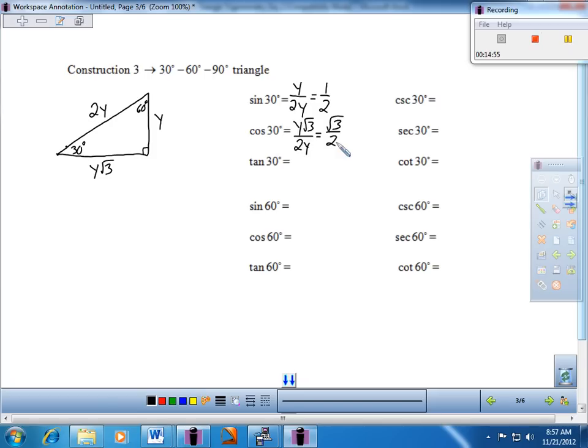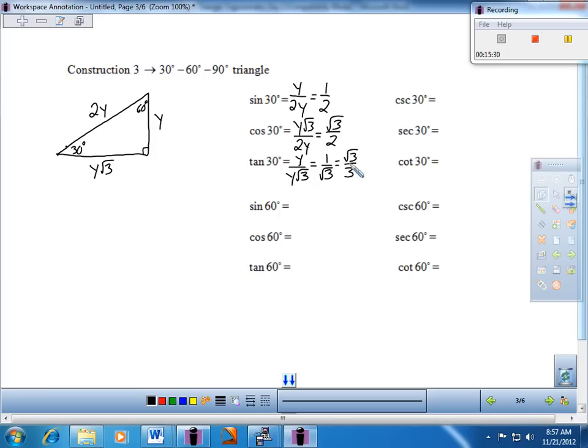Okay, let's see tangent, 30 degrees. So that would be opposite over adjacent. So that would be y over y root 3. And we get 1 over root 3, which means we get root 3 over 3. So do you remember the way we kind of remembered this? We did it in radians. And if you remember tangent of pi over 6, 3 plus 3 is 6. So that's how you know the root 3 over 3 goes with that particular angle, the pi over 6. So some way, shape, or form, you're going to have to know that piece. Tangent of 30 degrees is root 3 over 3.